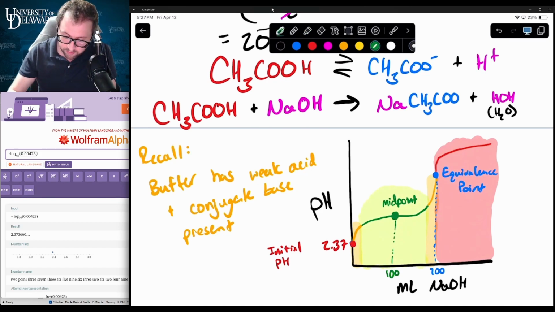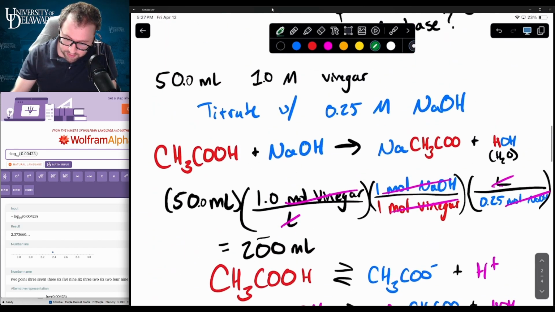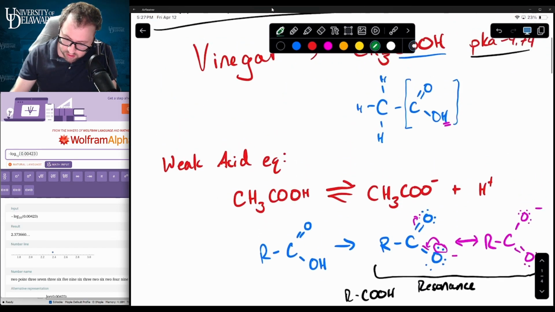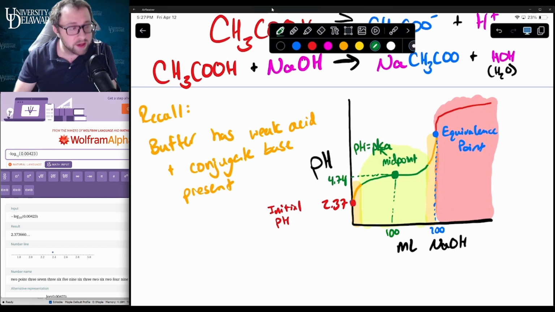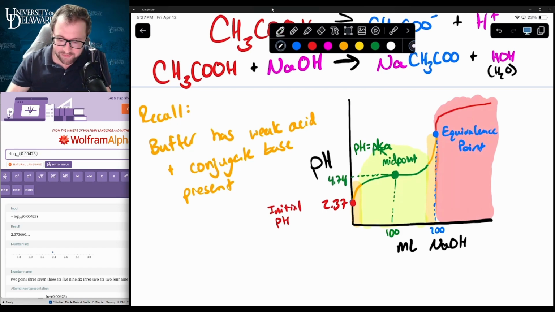A couple more fun facts here. At the midpoint, and if you know Henderson-Hasselbalch, this will make sense, the pH is equal to the pKa. And that's interesting, because that means if you can find your equivalence point, which would be this point of inflection up here, and you know you started with a pure compound, you can find your midpoint by just taking this 200 milliliter volume and dividing it by 2.